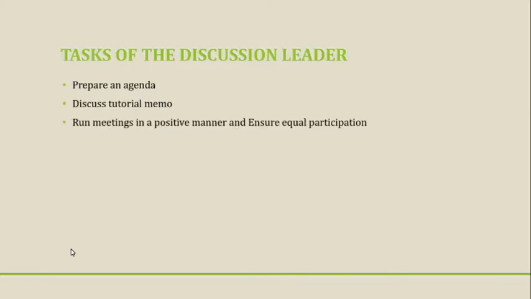The discussion leader should ensure meetings run in a positive manner. This is in line with Unit 2, in which we discuss the importance of trust and respect. It's important that meetings minimise conflict and there's a can-do attitude where everyone feels confident about themselves and what they are doing. It's important that the discussion leader ensures people respect each other and listen to each other's opinions.